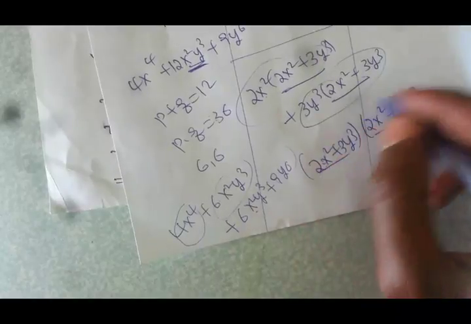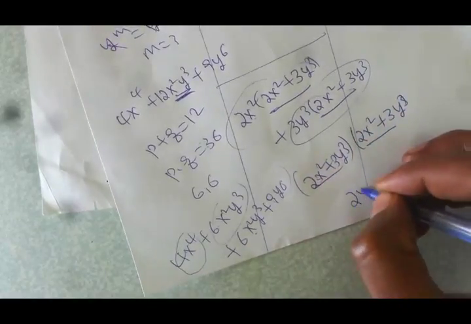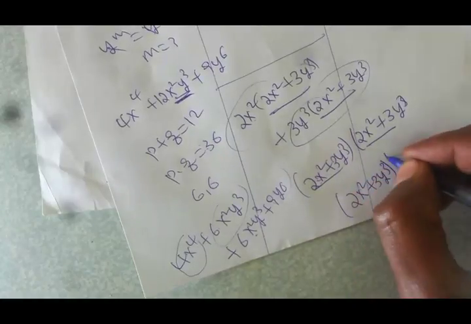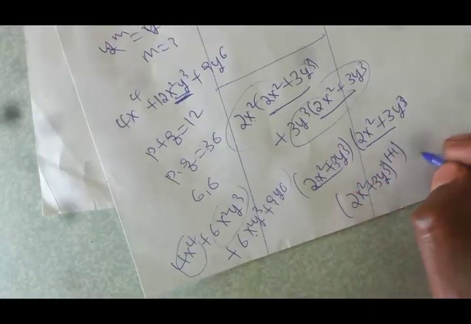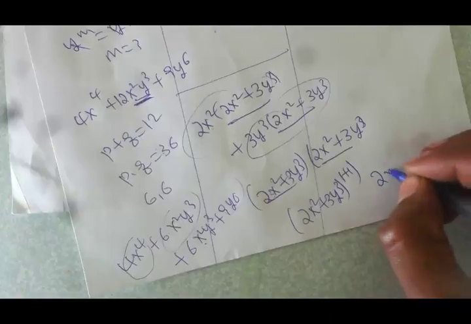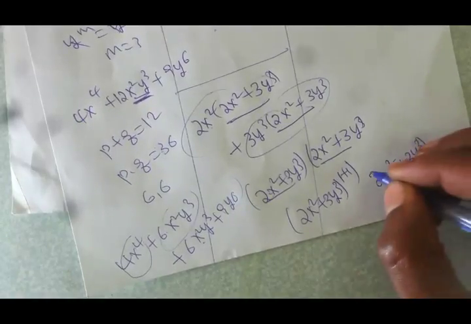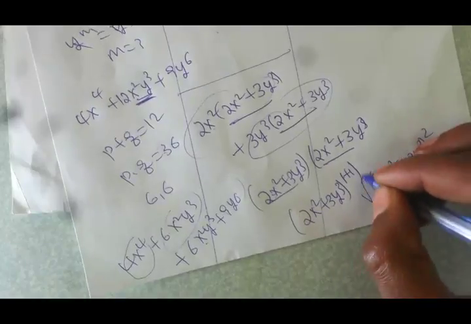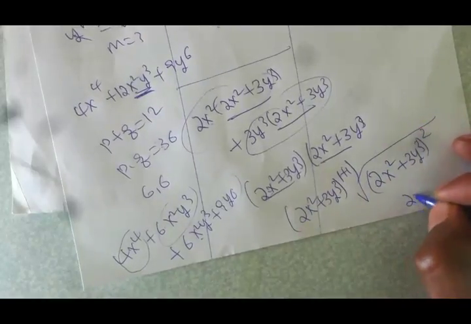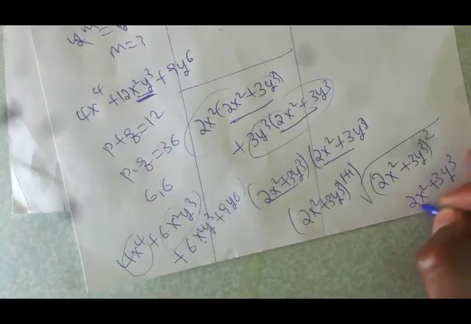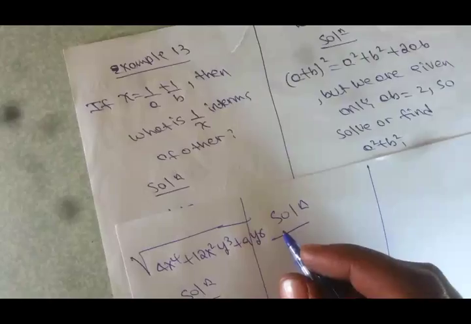They are the same, so we will add their exponents. 2x squared plus 3y cubed raised to 1 plus 1, which is equal to 2x squared plus 3y cubed the whole squared, and we are asked for the answer. Therefore, the answer is 2x squared plus 3y cubed.